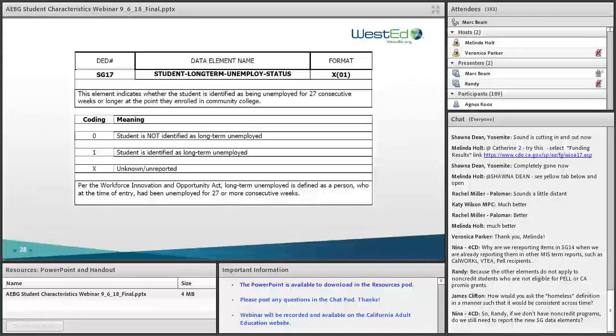Another new data element is special population SG17, long-term unemployment status. It defines long-term unemployment as having been unemployed for 27 or more consecutive weeks. We want to make sure that we're also helping students understand the difference between being unemployed and perhaps being someone who is not seeking work. So we would want some clarification on that as well.